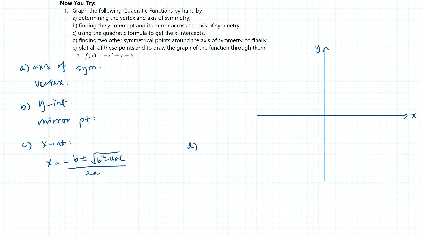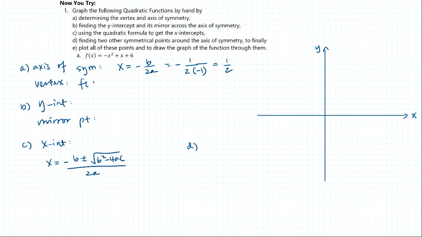To start, for the axis of symmetry, we're going to use x equals negative b over 2a as a formula for finding the axis of symmetry and the x-coordinate of the vertex. And therefore we would get negative b, which is 1, over 2a, which would be 2 times negative 1. As a result, we would get positive 1 over 2 as the axis of symmetry. And that should also give us the x-coordinate of the vertex.